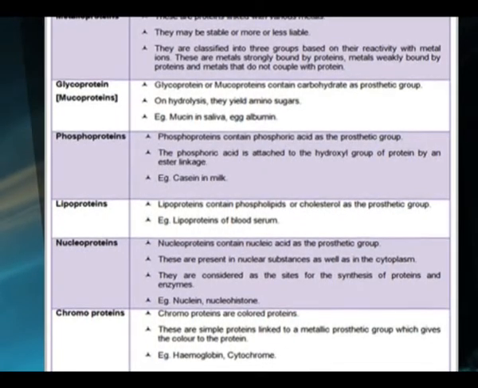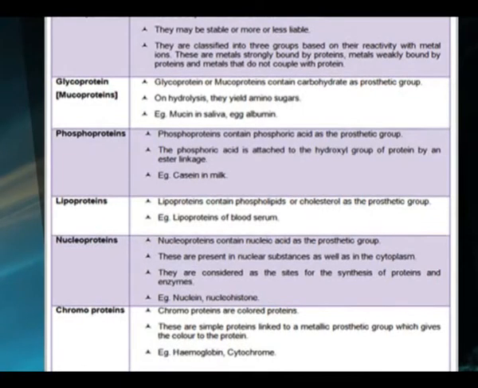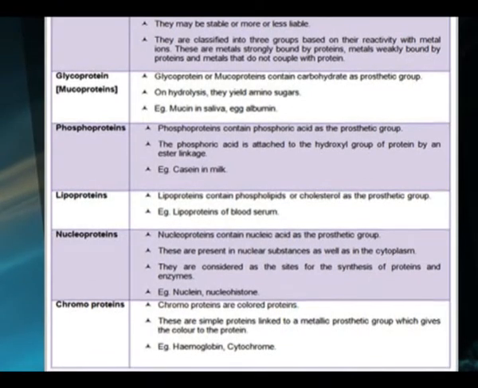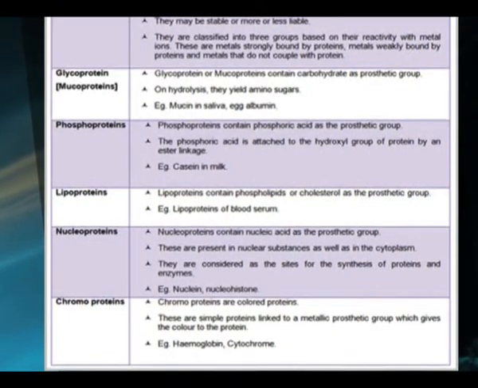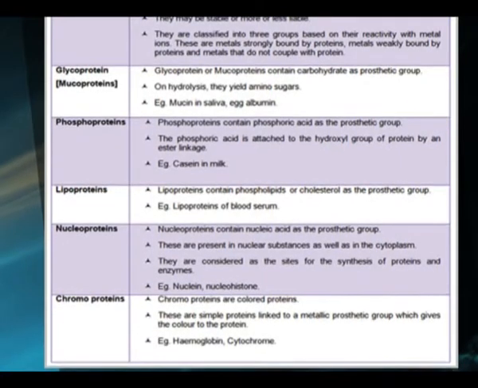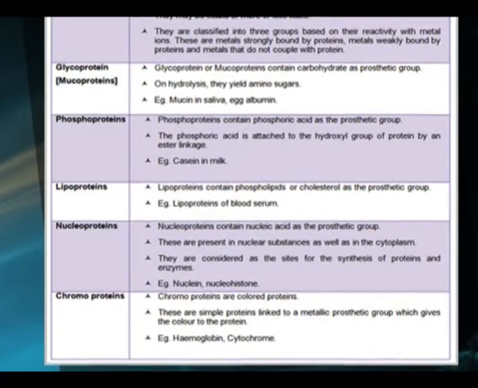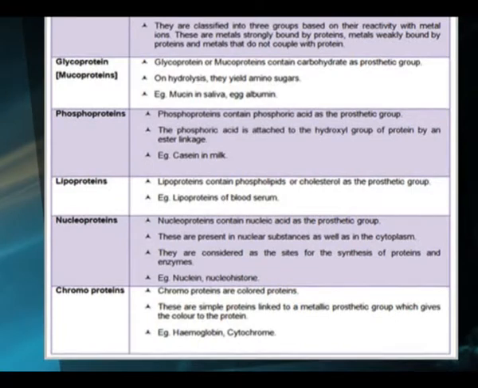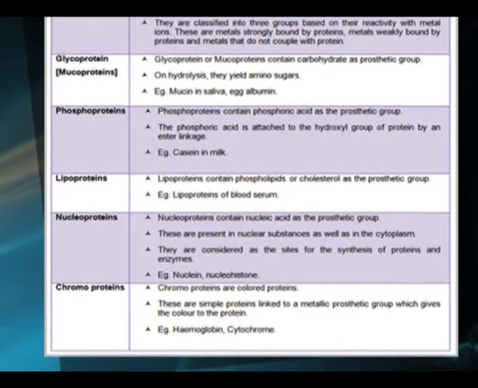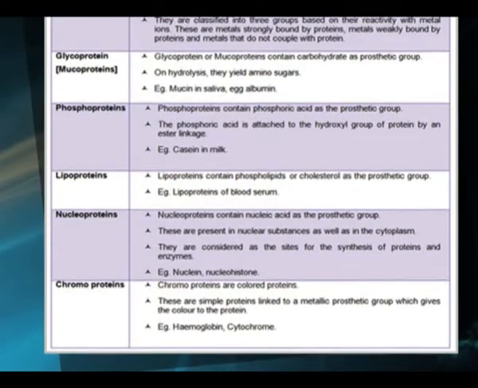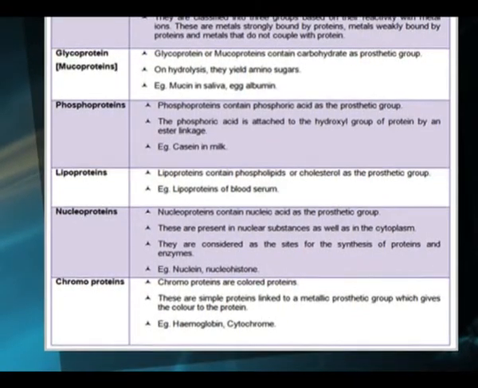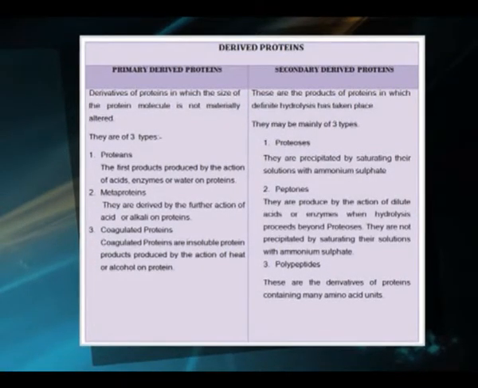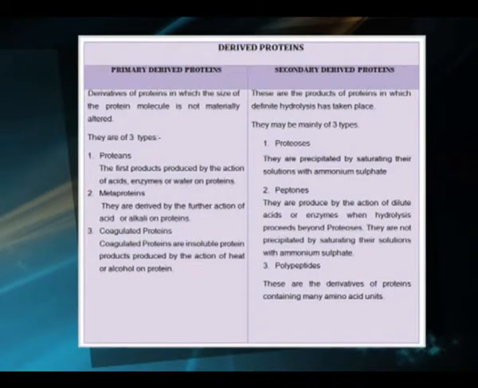Nucleoproteins. Nucleoproteins contain nucleic acid as the prosthetic group. These are present in nuclear substances and cytoplasm. They are considered as the sites for the synthesis of proteins and enzymes. Example nuclein, nucleohistone. Chromoproteins. Chromoproteins are colored proteins. These are simple proteins linked to a metallic prosthetic group which gives the color to the protein. For example, hemoglobin, cytochrome.